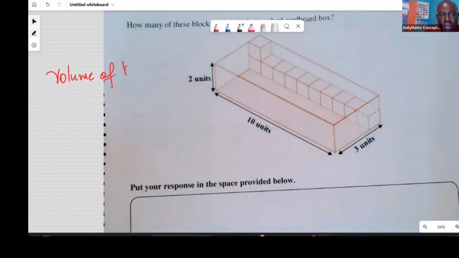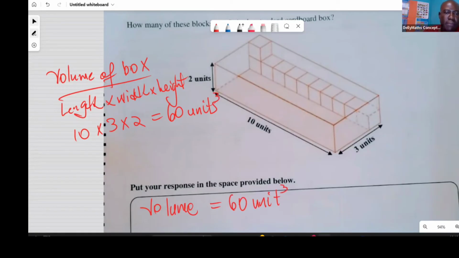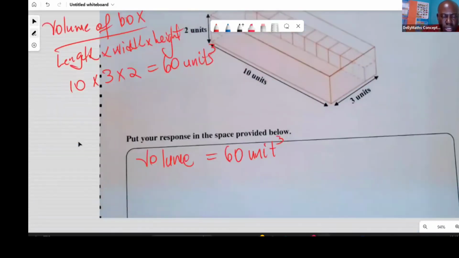The volume of the box, and volume is going to be your length times the width times the height. And you're talking about 10 times 3 times 2, and we're getting 60. Volume for the standard box is going to be 60 cubic units, I should say. Cubic units, right? 60 cubic units.